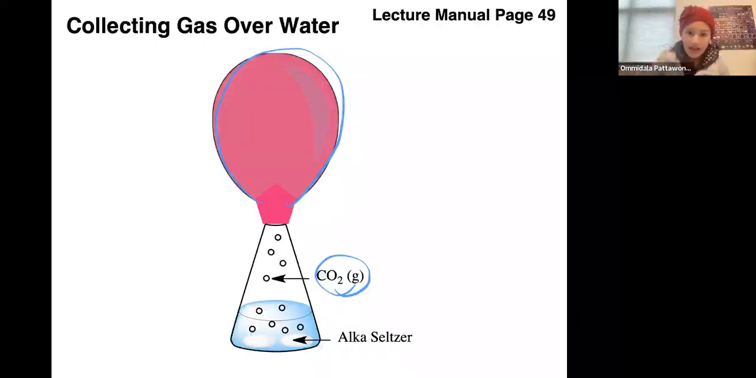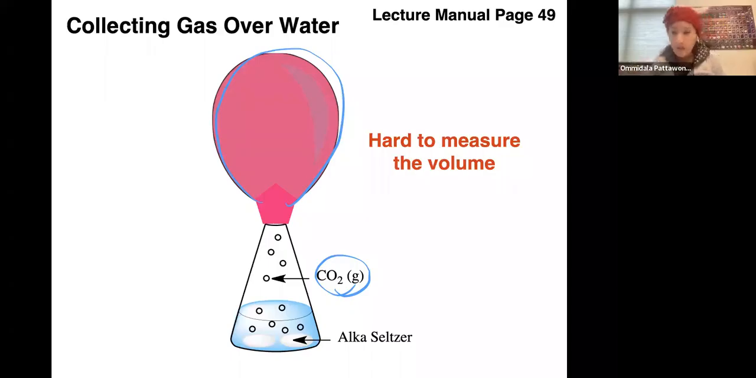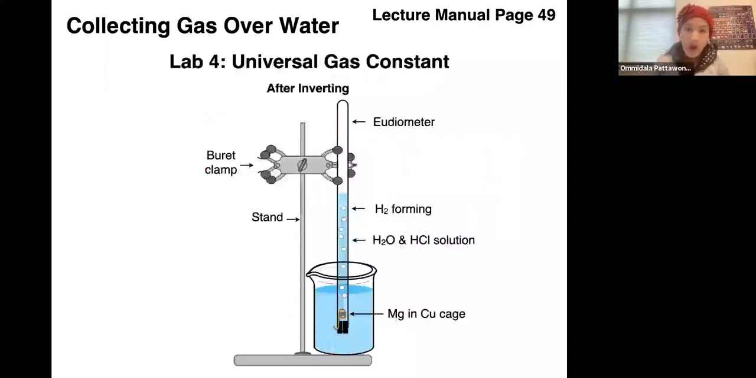However, if I collect the gas using this method, it is a little bit challenging to measure the volume of a balloon. So it's just not very convenient. In an actual lab, what you are going to do instead is use a eudiometer to help you measure the volume of gas that is collecting over water. A eudiometer is the tool that is used to measure the volume of gas.